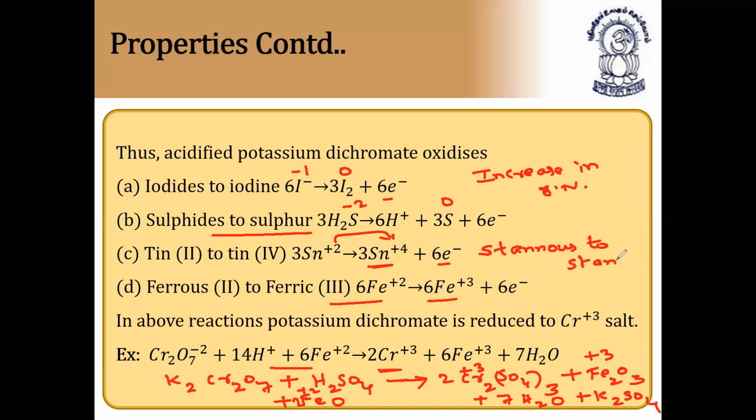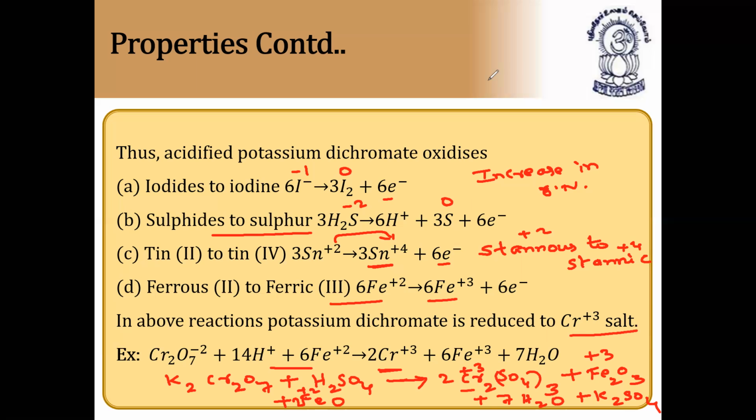Stannic means higher oxidation state. Stannous means lower oxidation state. So it is plus 2 and this is plus 4. Ferrous to ferric. So in the above reactions, potassium dichromate is reduced to chromium salt, that is chromium sulfate.